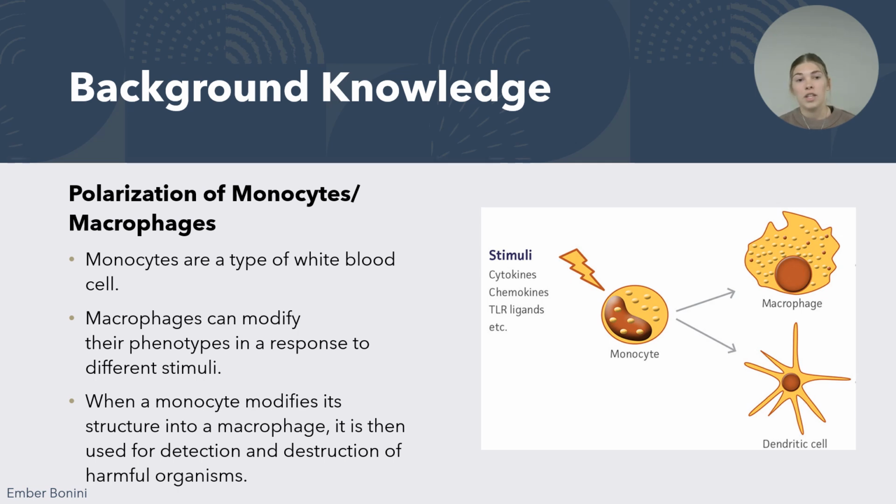Then we go into the polarization of monocytes and macrophages. It's important to note what a monocyte is, and this is just a type of white blood cell, whereas a macrophage can modify its phenotype in response to different stimuli. If we look at the picture, we can see a stimulus being sent onto a monocyte, which is causing it to change into either a macrophage or a dendritic cell.